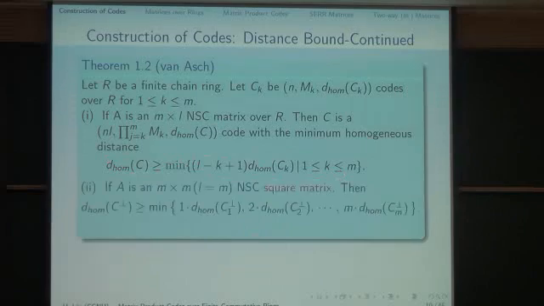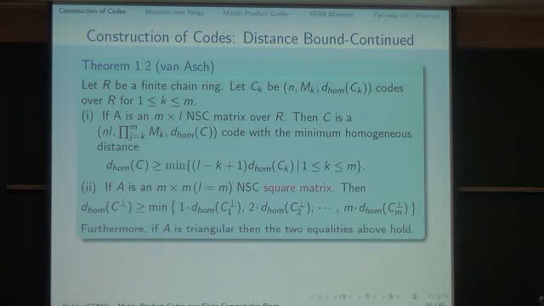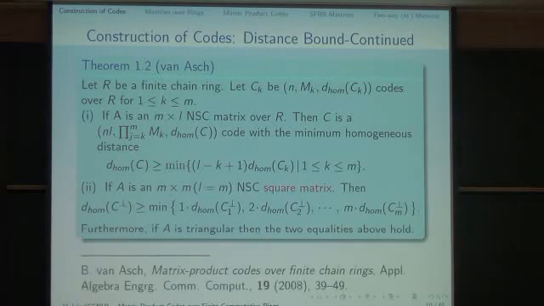Also, if A is an M times M square matrix, then for the dual codes they have a similar result. And if A is triangular, we can meet the bound here. This was also published in AAECC in 2008.